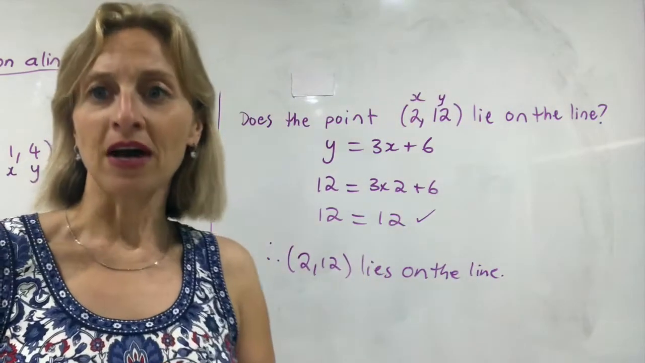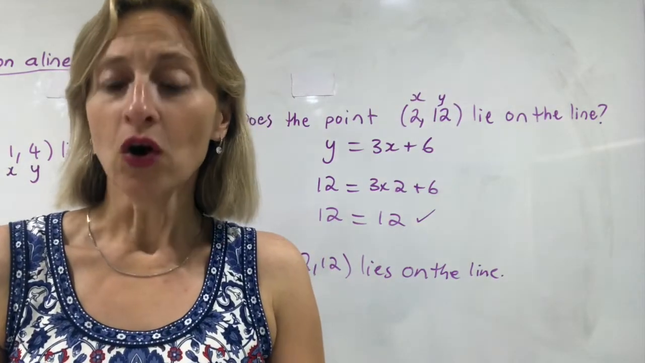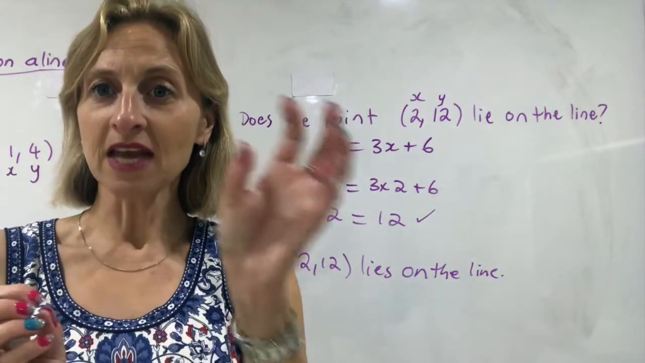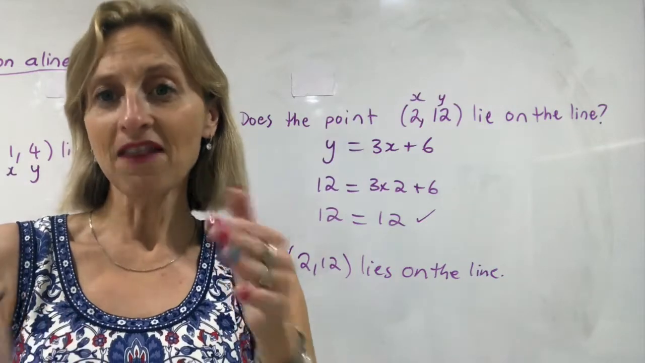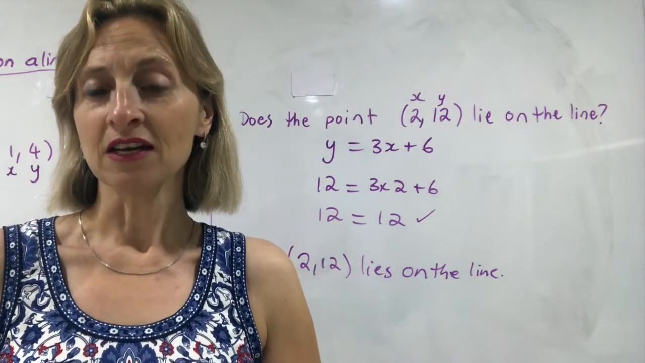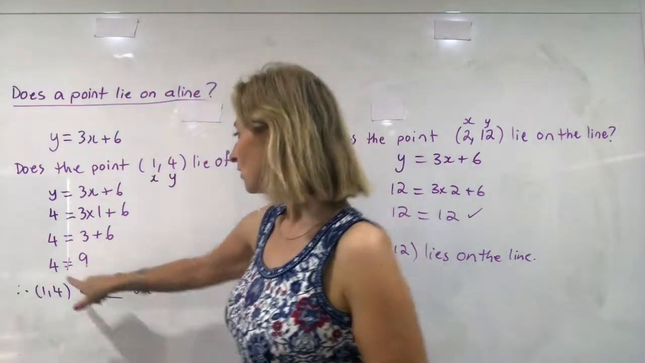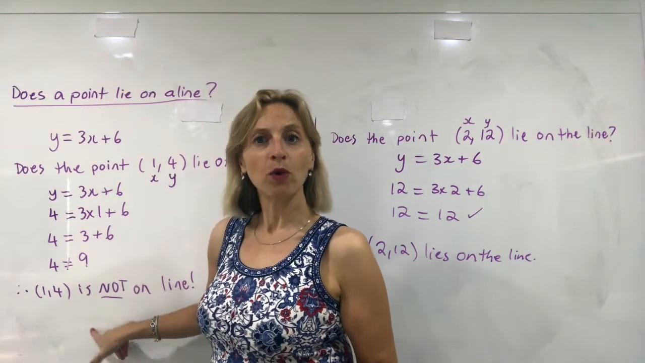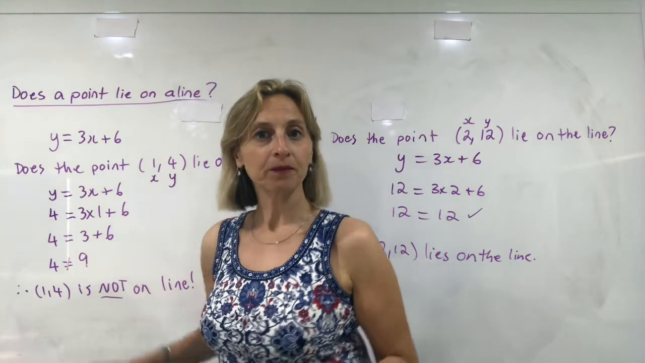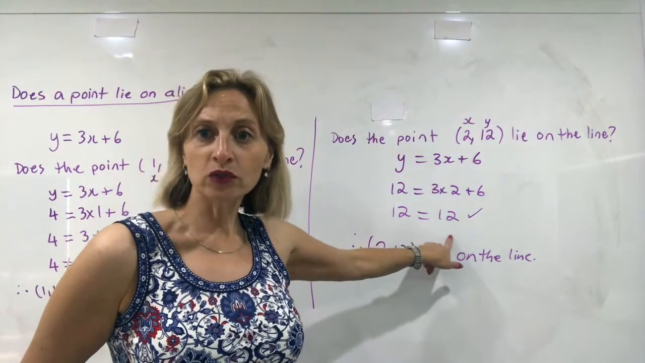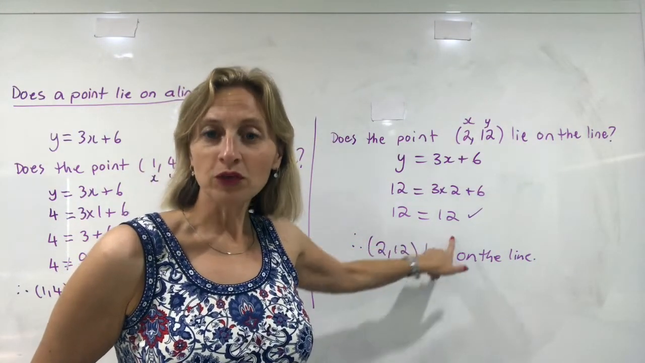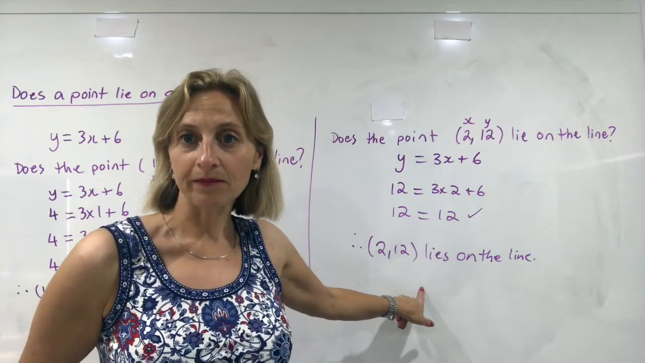So if you're ever asked, does a point lie on a line, all you need to do is sub in the x value, sub in the y value, and then see if it works at the end. See if the left-hand side equals the right-hand side. Here, 4 didn't equal 9, so the point was not on the line, it didn't work. Here, 12 equals 12, so it works, which means that the point does lie on the line.